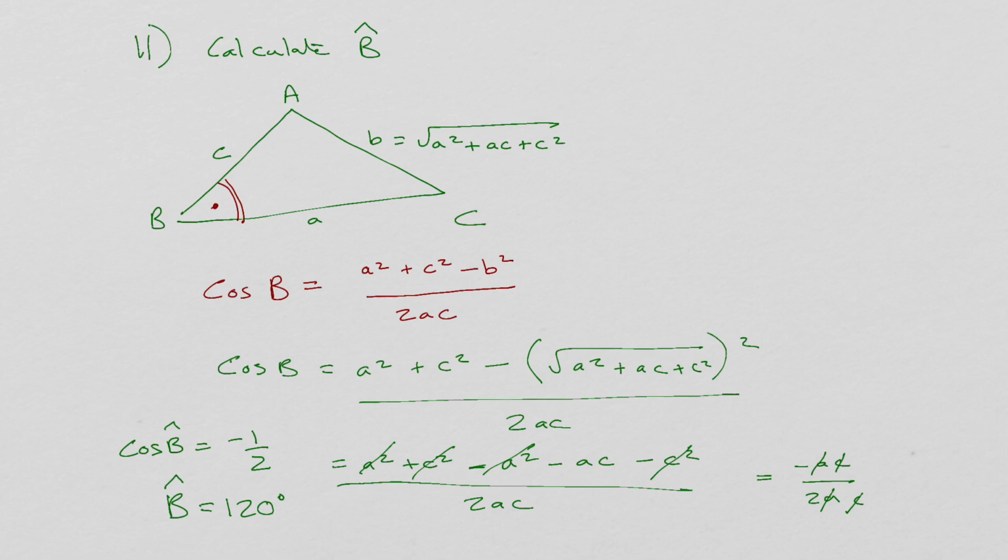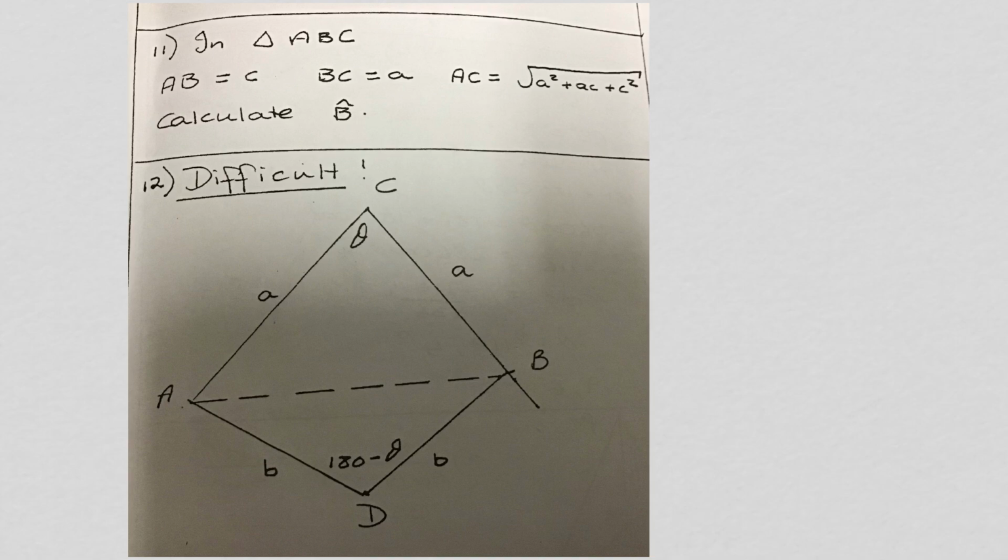So that takes us to question 12. We've got two triangles where we've got two sides and an included angle, and it's screaming cosine. They've said theta, and they've said 180 degrees minus theta. So we're going to just do that as two simultaneous equations, because we can work out AB from the two things straight away. It says difficult, but it's not that difficult.